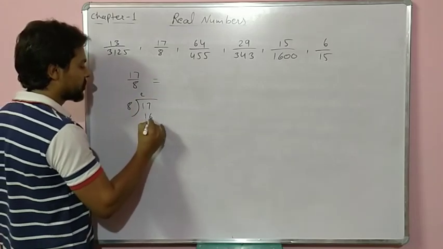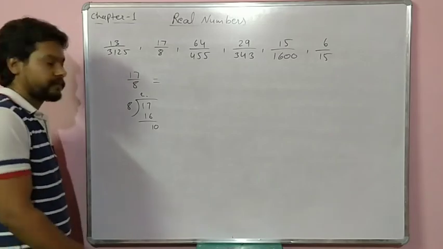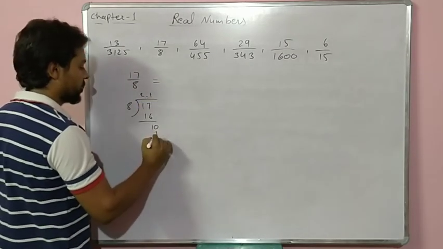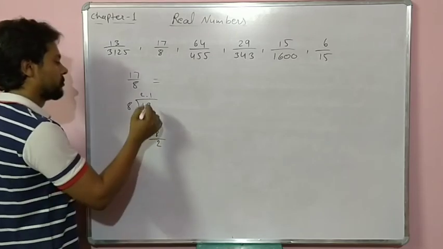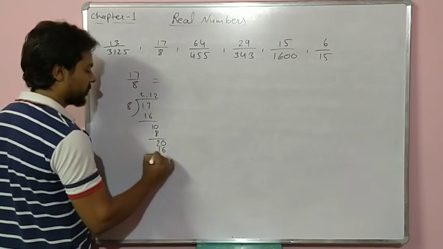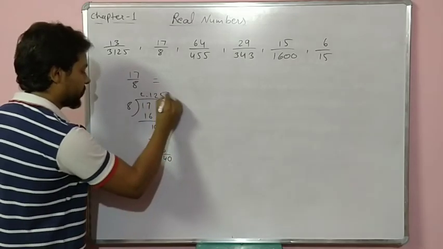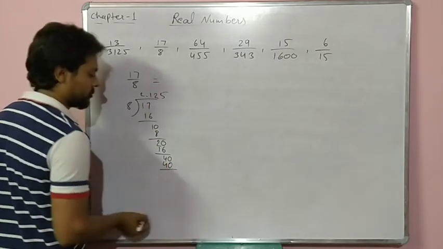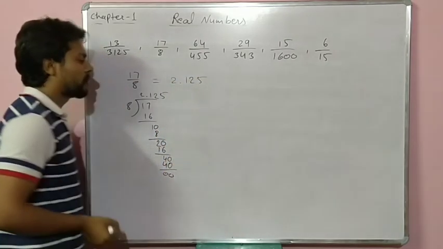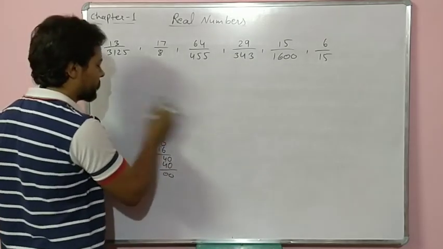8 twos are 16, 1.0. Okay. Now 8 ones are 8, 2, 0, 8 twos are 16, 4, 0, 8 fives are 40. Done, it's terminated. 2.125. Right? That's how you can write the decimal expansion of all of them.